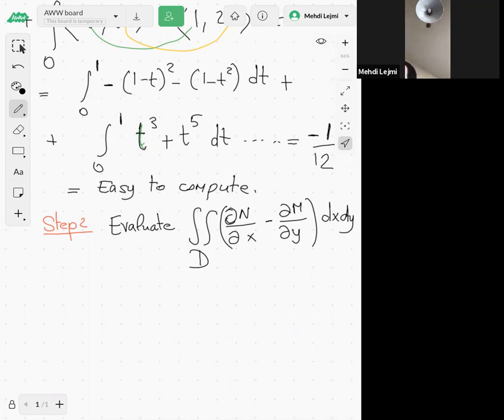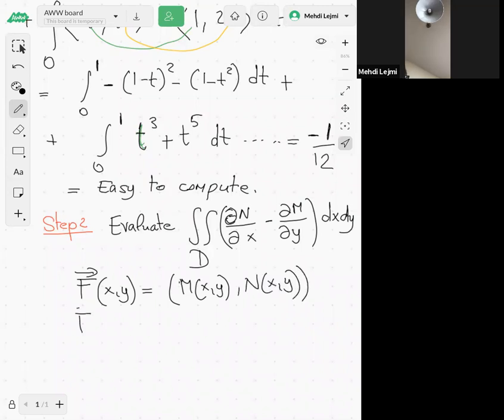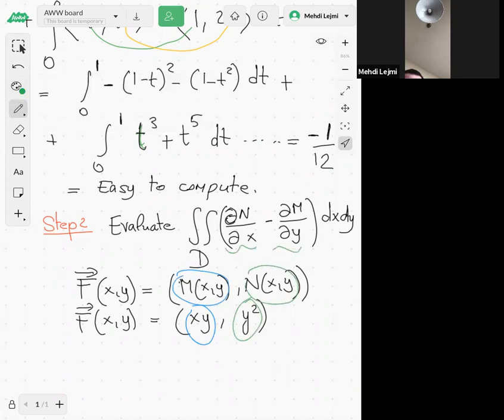Well, we said my vector field F of x, y is m of x, y, n of x, y. And in this particular example, this force field F is x times y and y squared. So here's my m, and here's my n, y squared. So then this is just the derivative of n with respect to x minus the derivative of m with respect to y.